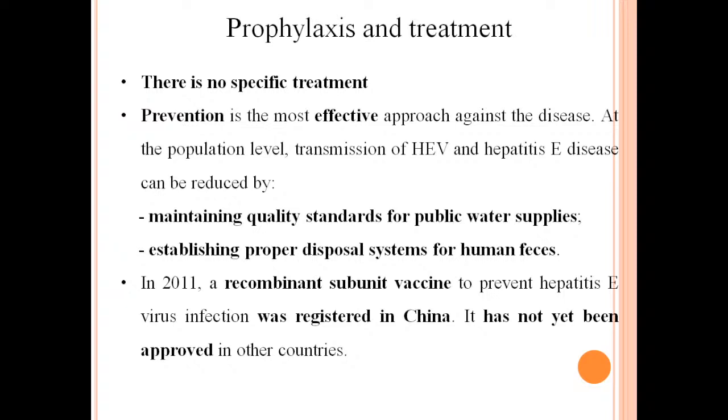In 2011, a recombinant subunit vaccine to prevent hepatitis E virus infection was registered in India. It has not yet been approved in other countries.